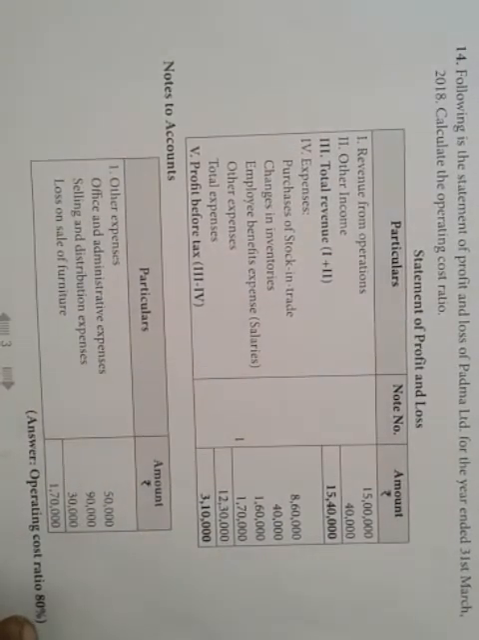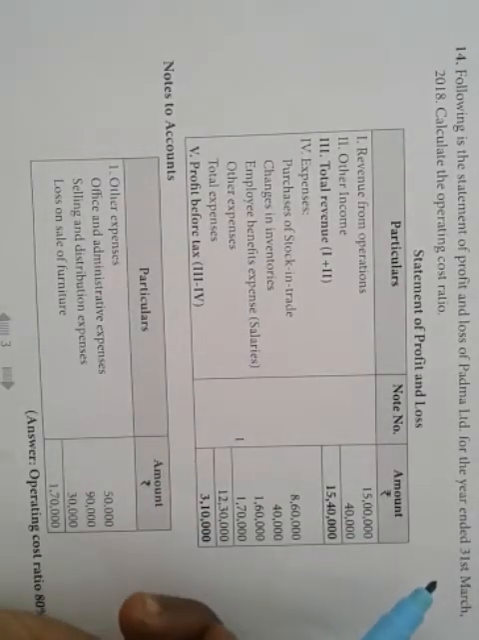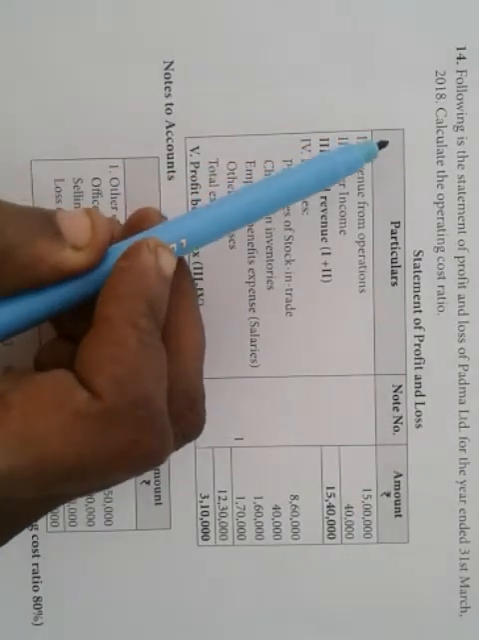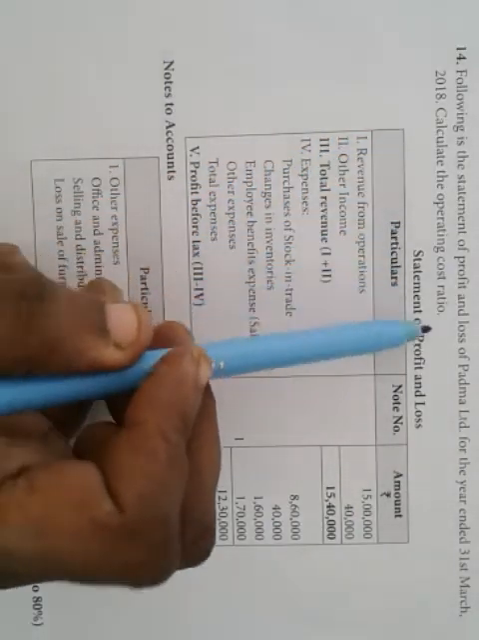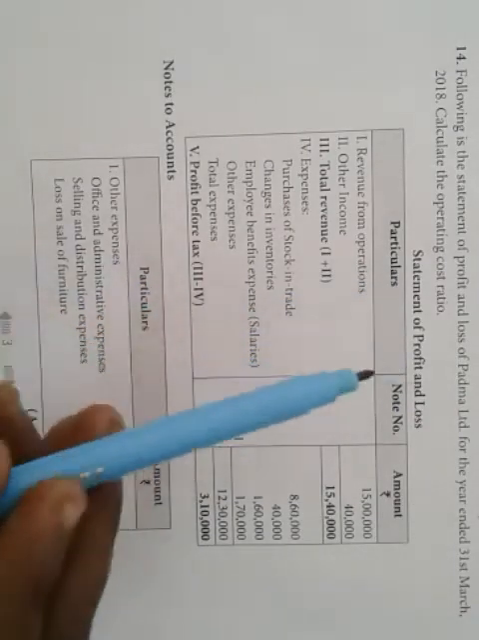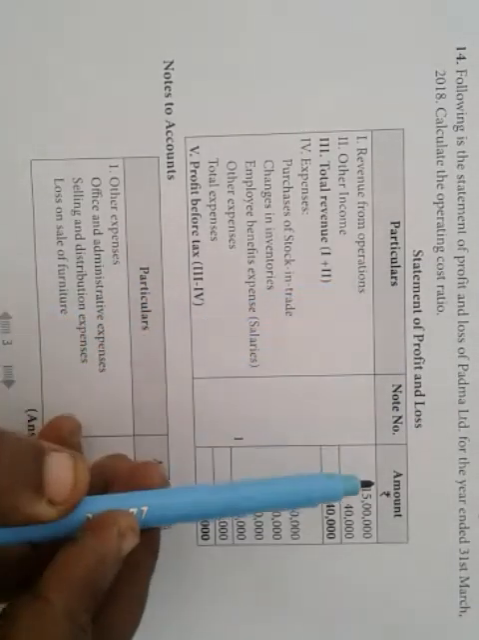Now the exercise number 14. Following is a statement of profit and loss of Padma Limited for the year ended 31st March 2018. Calculate the operating cost ratio. Statement of profit and loss is given.